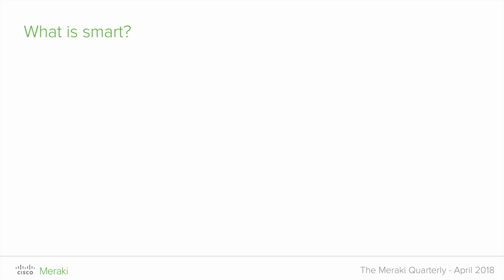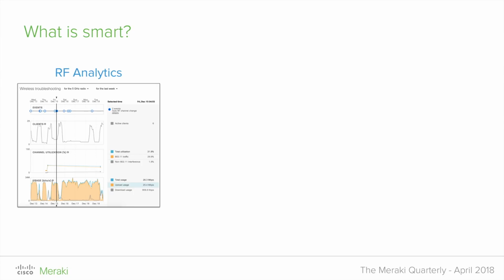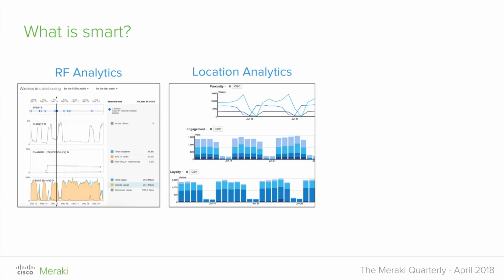And so that begs the question, what is smart? As many of you probably know, we already have tons and tons of smart features built into the dashboard. I have cherry-picked a few here for this particular slide. Things like our RF analytics, right, that let you look at AP events for client-serving radios, anywhere from real-time out to historical data, to actually look and see whether or not you can diagnose corresponding interference and usage to particular AP events.